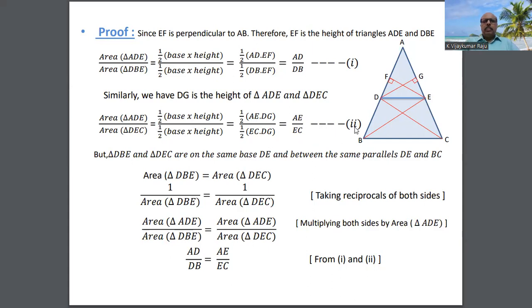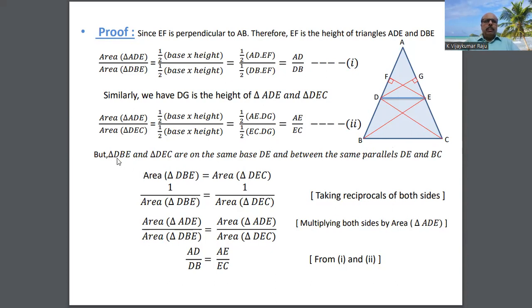So let this be the second equation. Let's take this as the first equation. Now, you know, in the triangle, DE is parallel to BC. So these two are parallel, and triangles DBE and DCE are both on the same base DE and between the same parallels. That means, by the concept we have just learned, their areas must be equal.